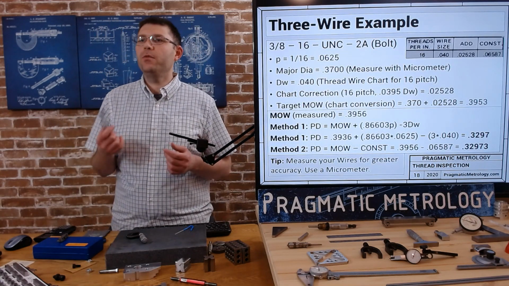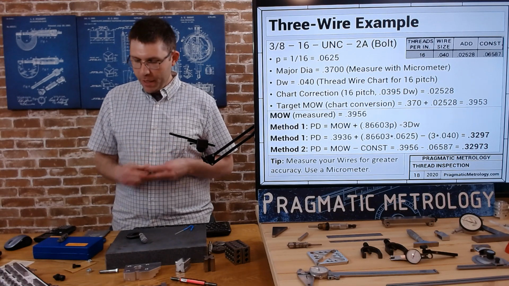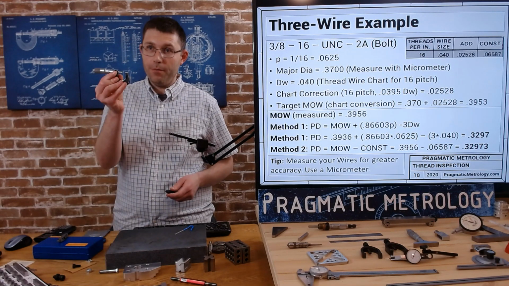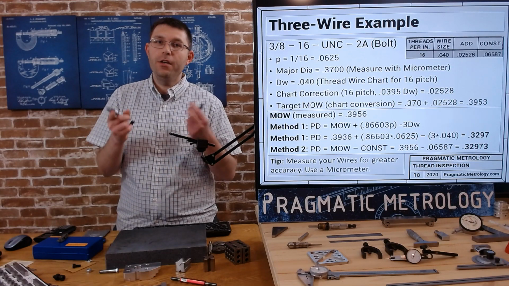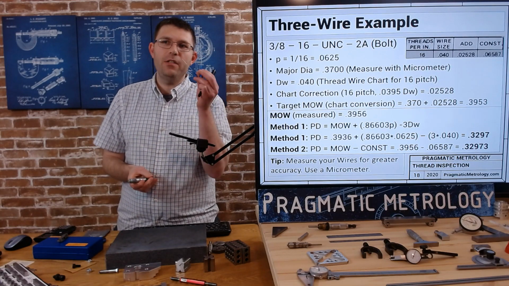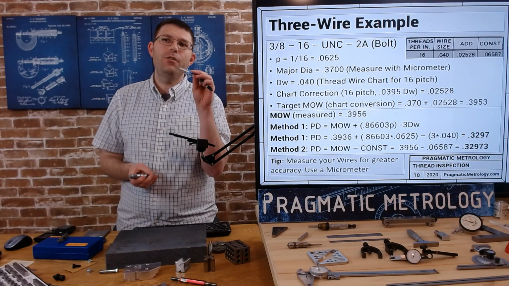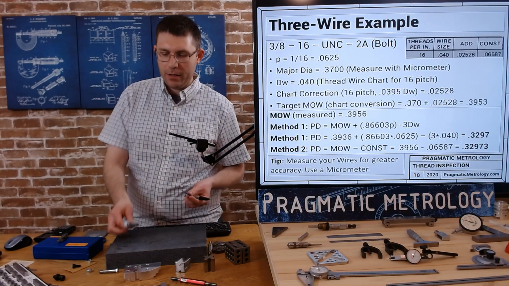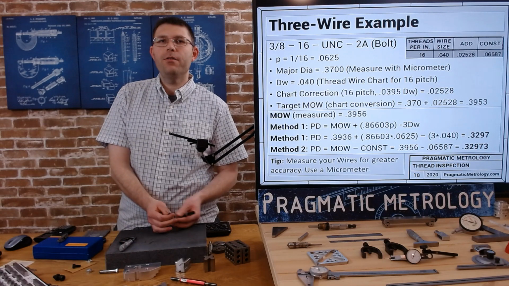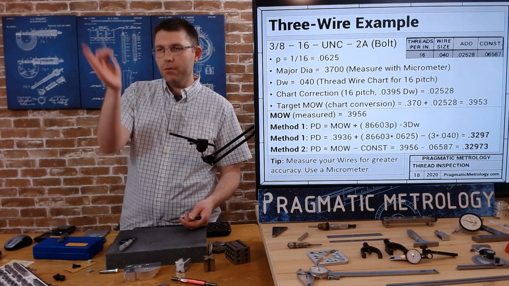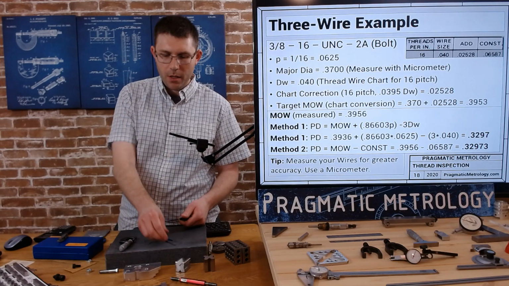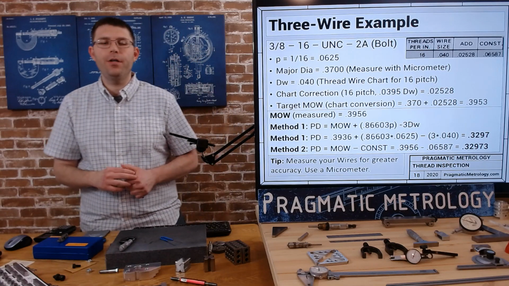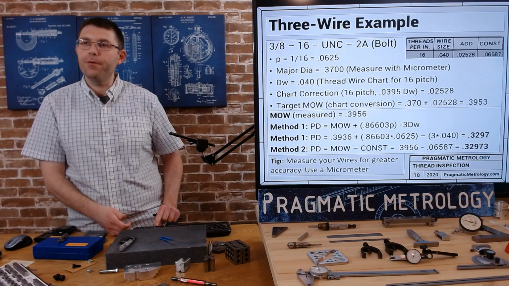And that last tip, measure your wires. Use your mics, actually measure your wires. And when you do these calculations, it might actually improve your accuracy, because these wires are not made to great accuracy. Sometimes they'll be a thousandth or a half smaller, and when you throw that into the formulas, it actually has a big effect. So I recommend you measure them if you're really working on something tight tolerance for a thread.